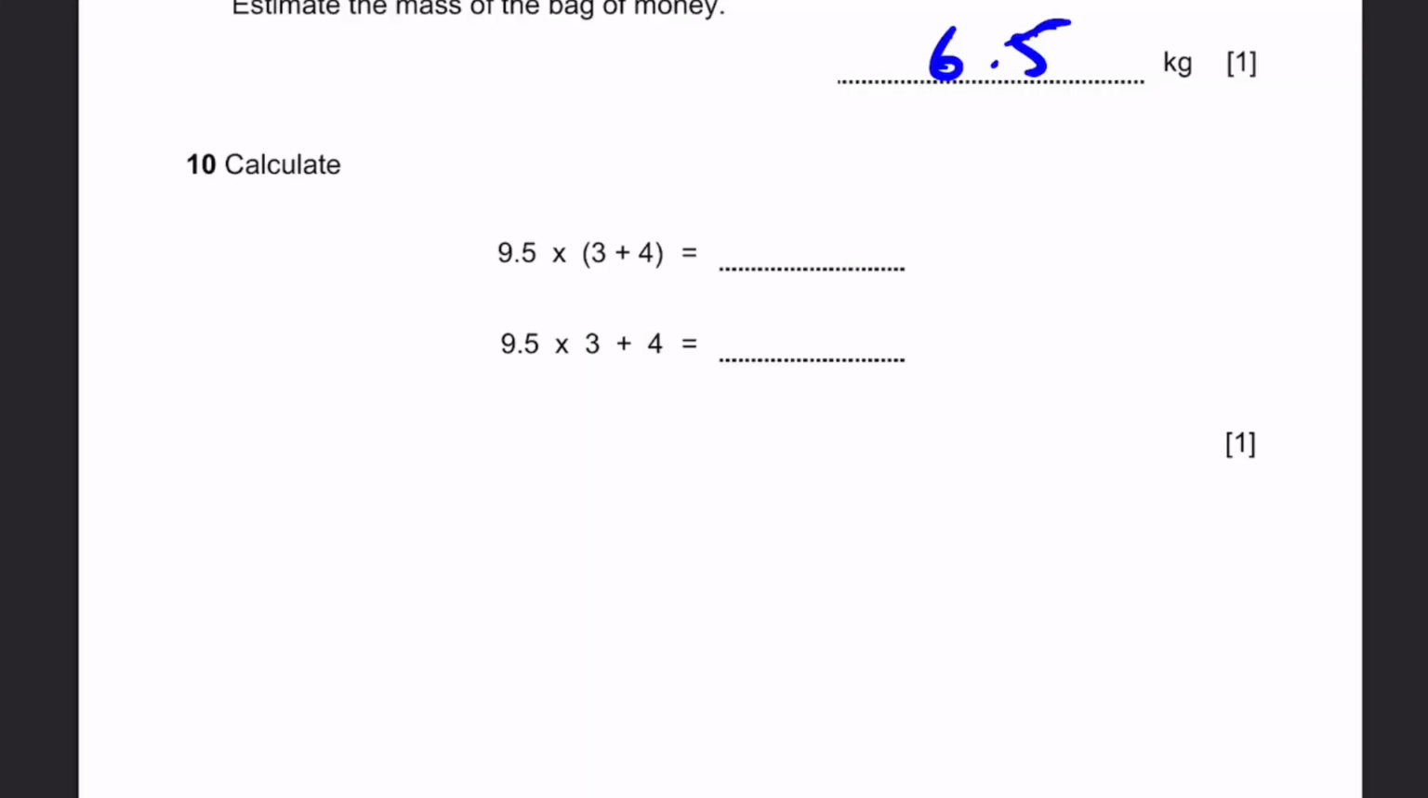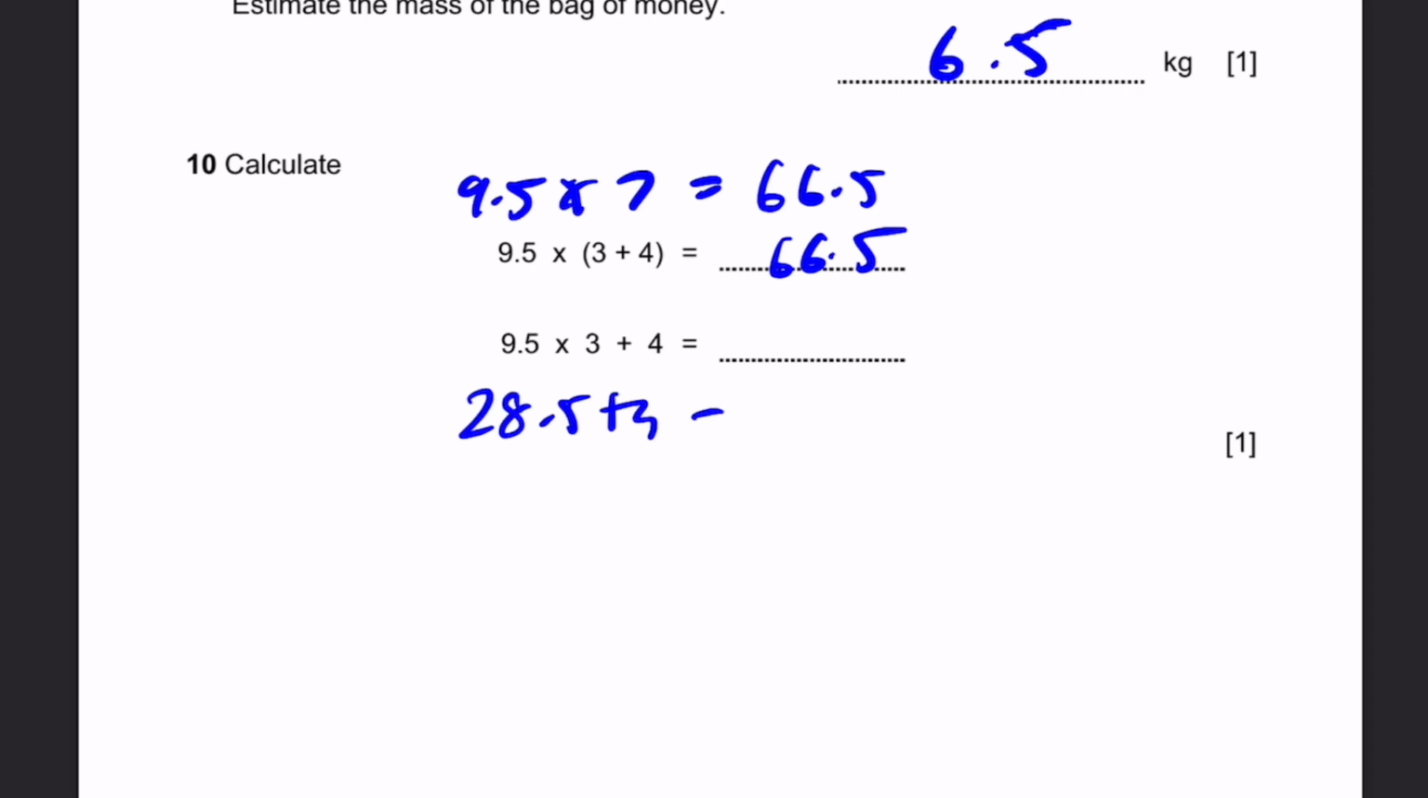Question 10. Calculate 9.5 times 3 plus 4. That's equal to 9.5 times 7, which is equal to 66.5. And now 9.5 times 3 plus 4. This time we do the multiplication first, because before we had to do brackets first. Now there's no brackets, so multiplication. 9.5 times 3 is equal to 28.5. We add 4 to get 32.5. That's the answer.